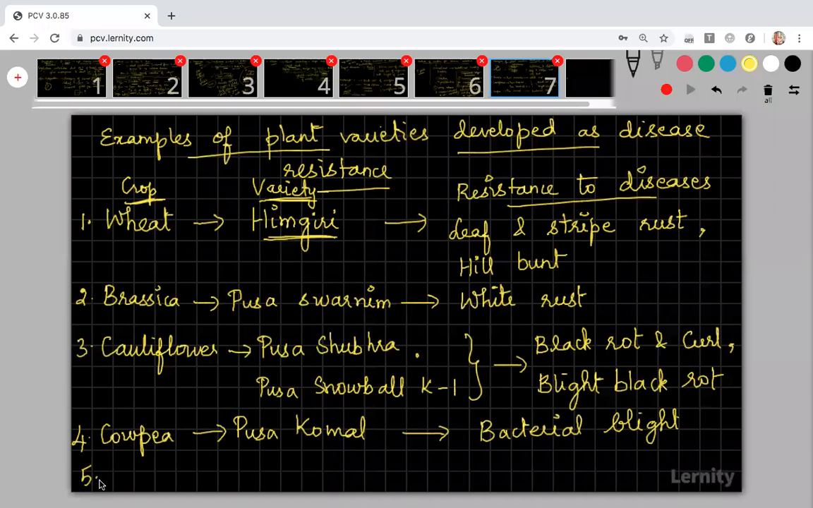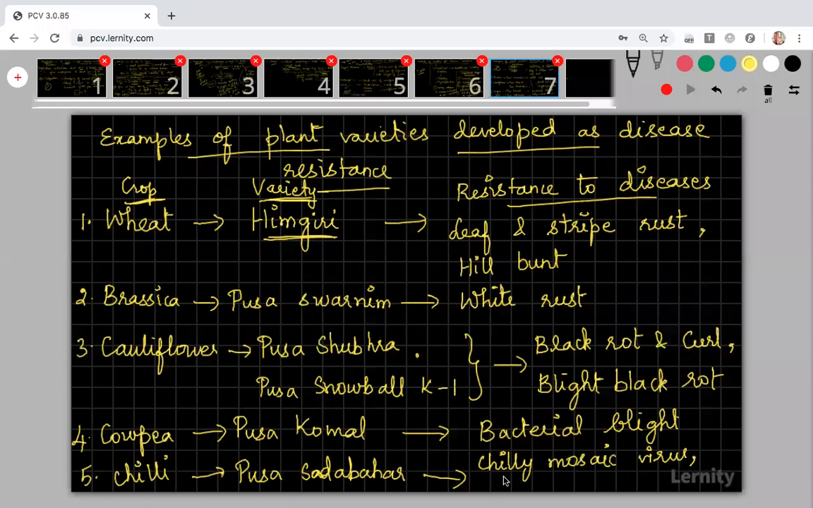And the last one is chili. In chili, we have one variety called Pusa Sadabahar. This Pusa Sadabahar variety is resistant against chili mosaic viral disease. It is resistant against chili mosaic virus, and also it is resistant against tobacco mosaic virus.